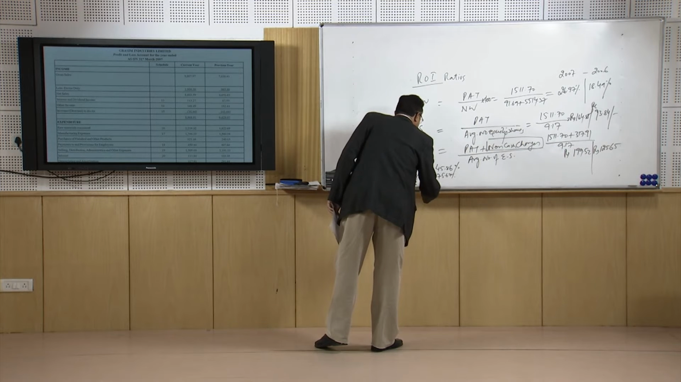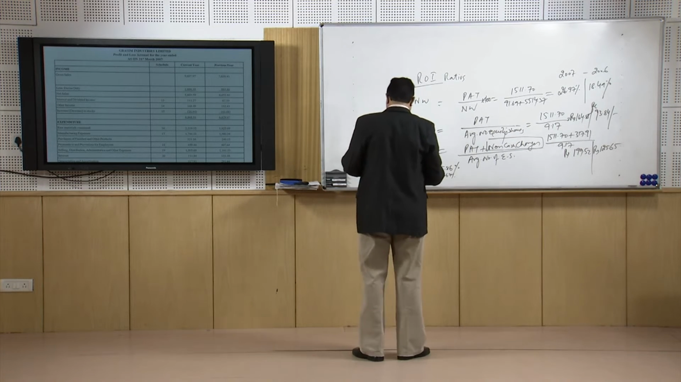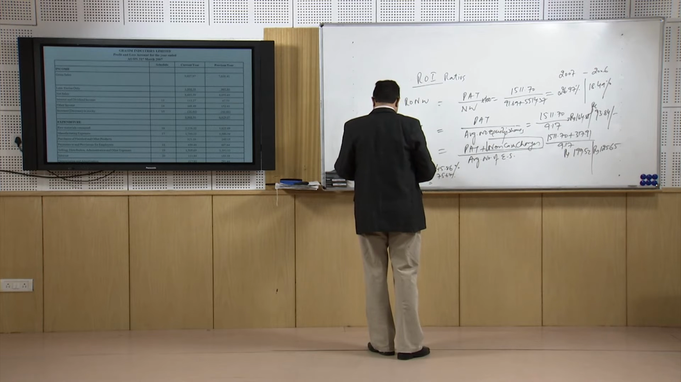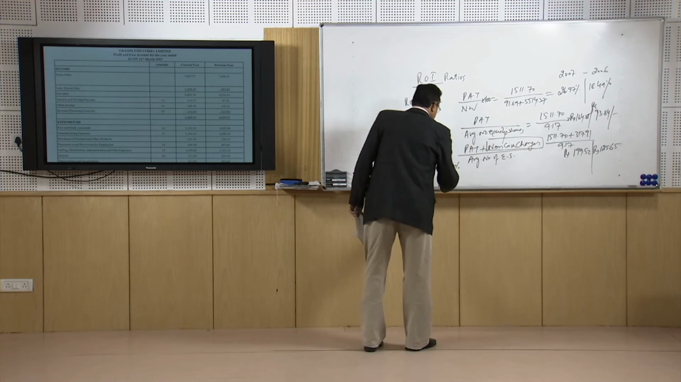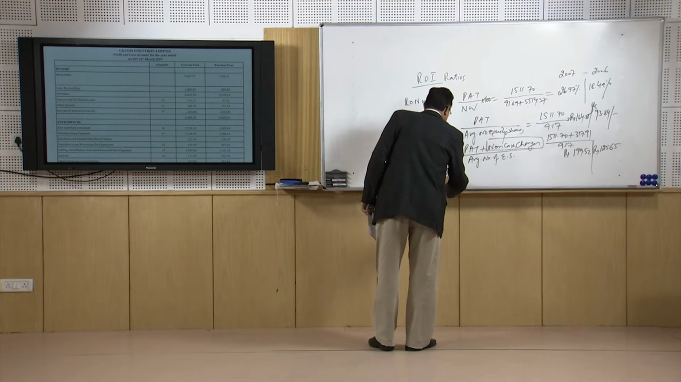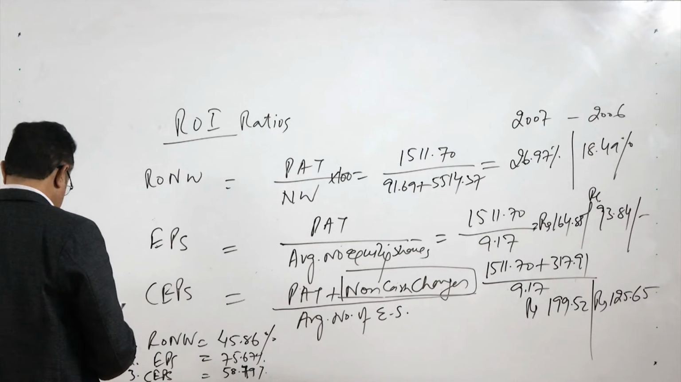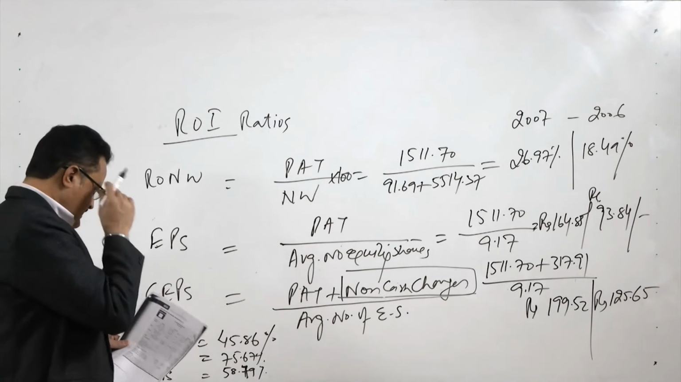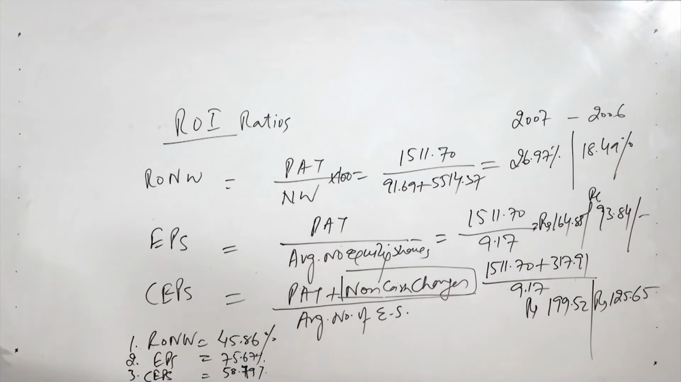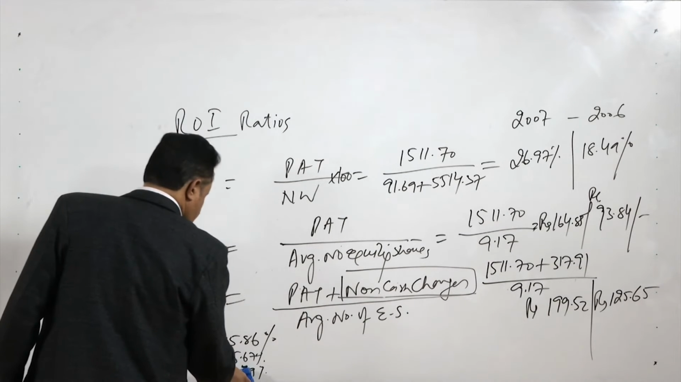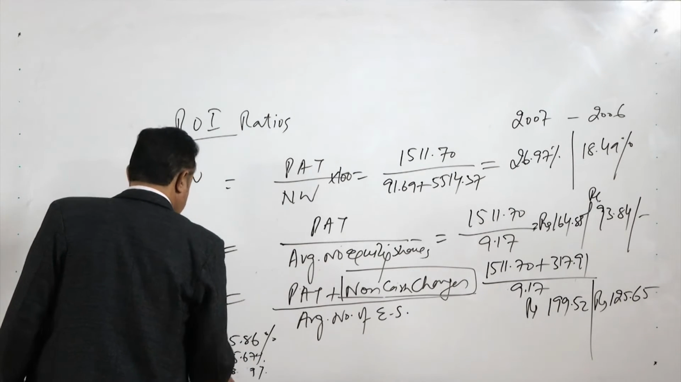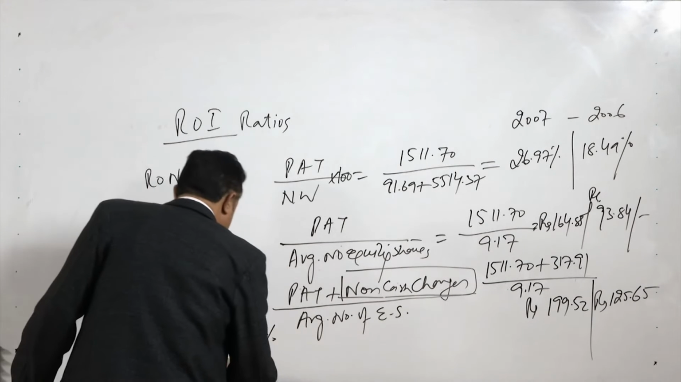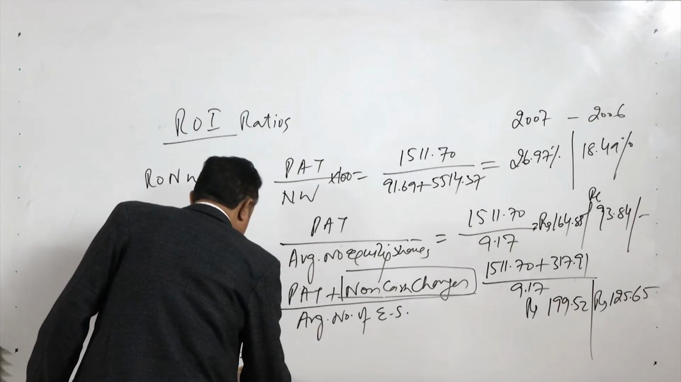If you talk about the cash earning per share, the growth is by 58.79%. A 58.79% increase is there in the cash earning per share. So if you talk about the overall three ratios, the return on net worth, the earning per share, and the cash earning per share, all three ratios have shown very good appreciation, very good increase.